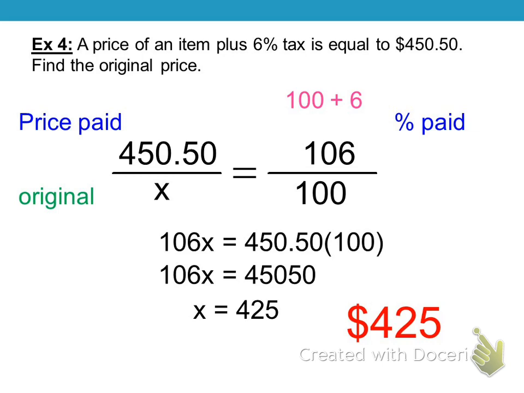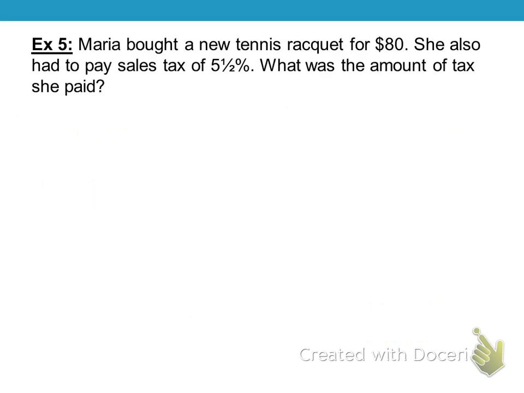Cool story. Any questions on this particular problem? Okay. Maria bought a new tennis racket for $80. She also had to pay sales tax of 5.5%. What was the amount of tax that she paid?